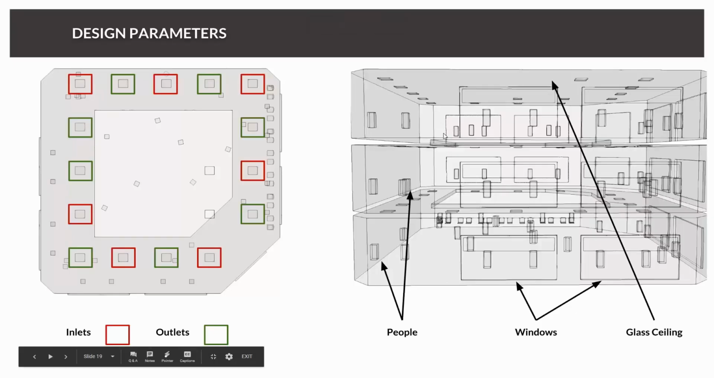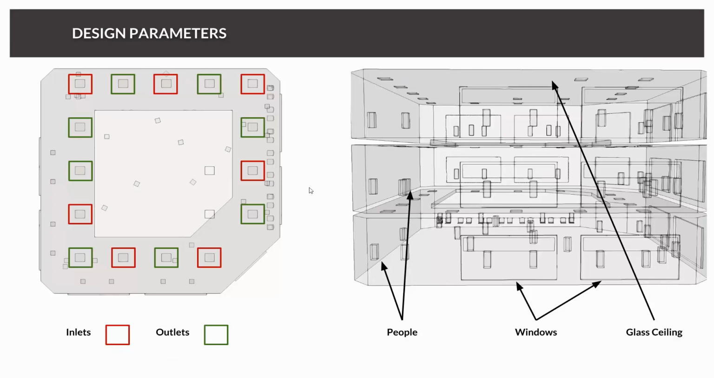Yeah, and now on this slide you can see which boundary conditions we used. So as I mentioned, first of all, we used different inlet and outlet locations. The inlets are red and the outlets are green. We added a constant metabolic heat rate for the people, which are represented by these dummy geometries. And we used different insulation levels and heat transfer coefficients for the ceiling, which is made from glass, for the glass windows, and for the walls.